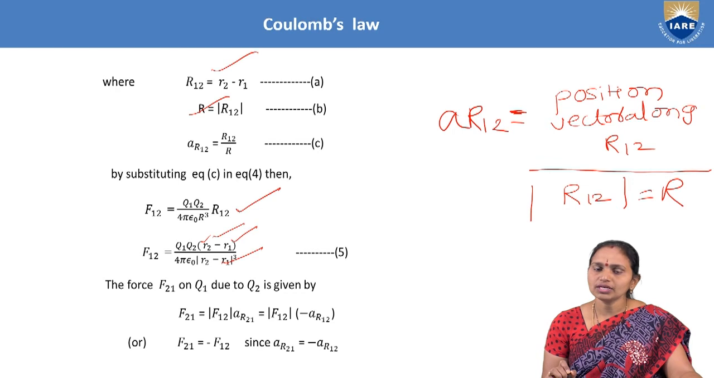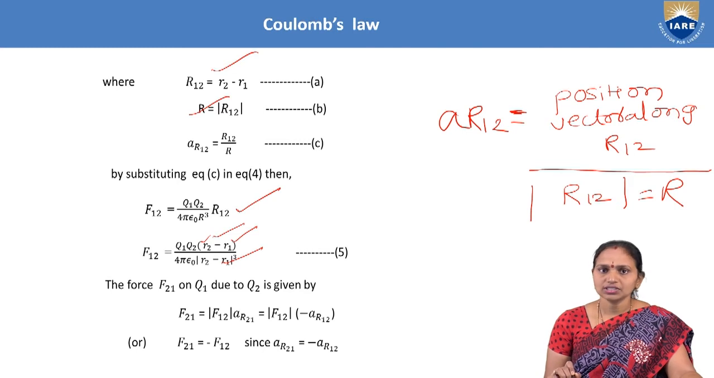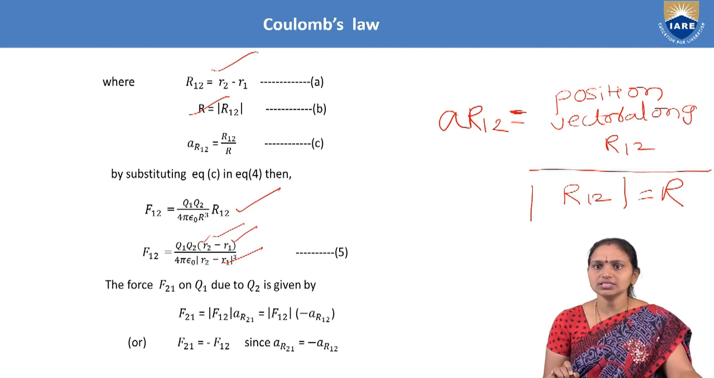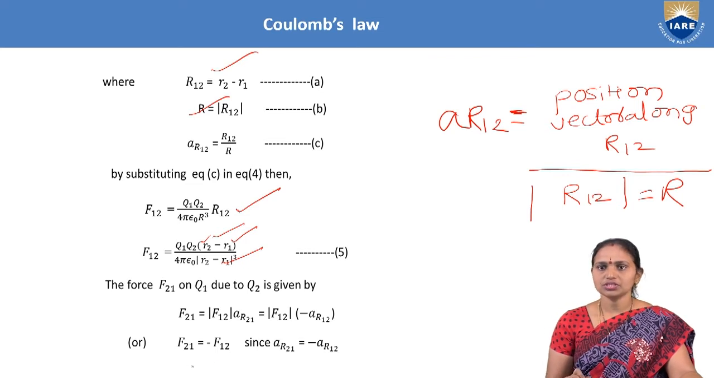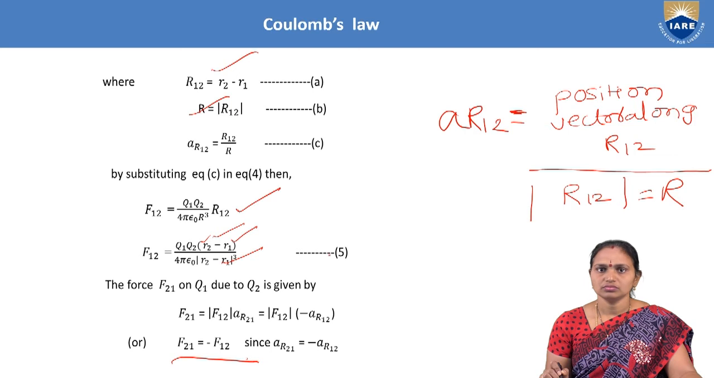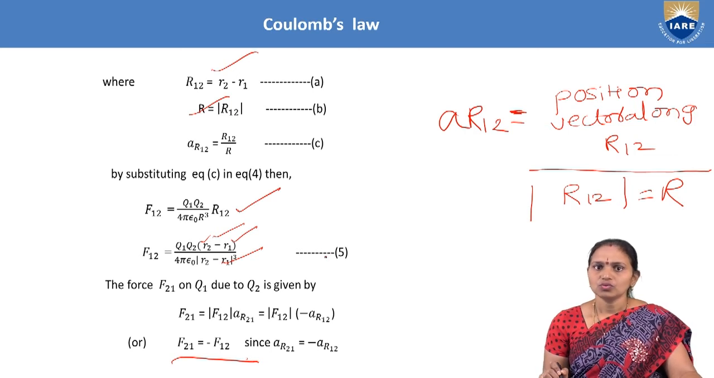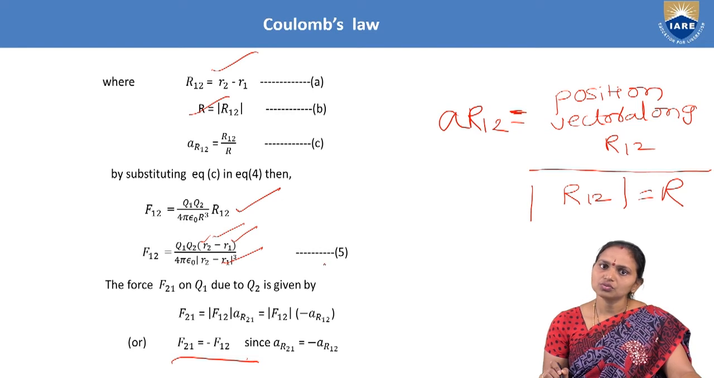And that F21 may be similar to F12. F21 is similar to F12 in magnitude, but the direction changes. As the direction changes, a negative sign will come into the picture. So F21 equals minus F12. Here F21 is the force on Q1 due to Q2.